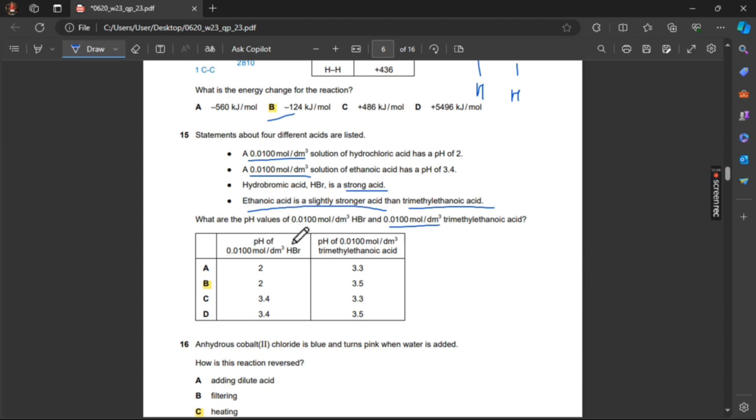Okay. Hydrobromic acid is strong acid, so its pH should be lower, and we should remove C and D. Ethanoic acid is slightly stronger acid than trimethyl ethanoic acid, so it should be higher or equal to 3.4, and we have 3.5, and the correct answer is B.